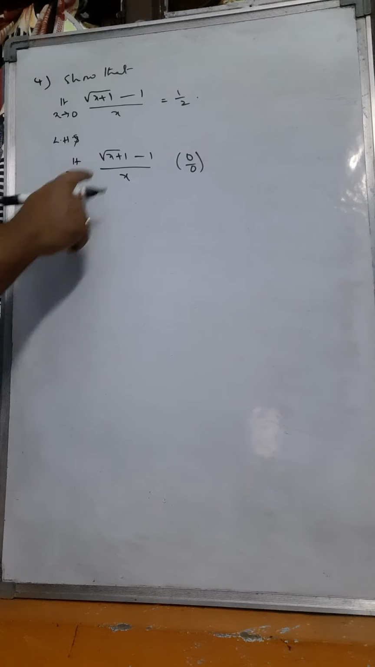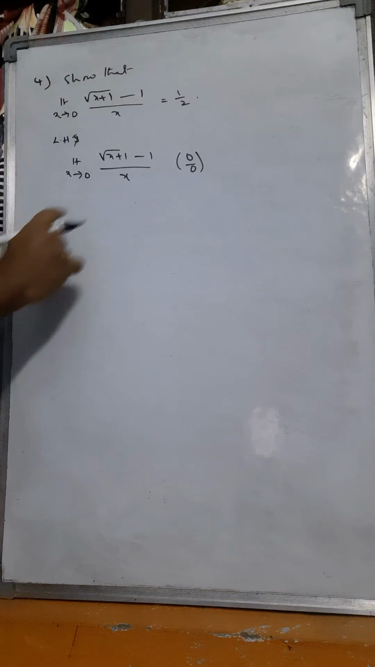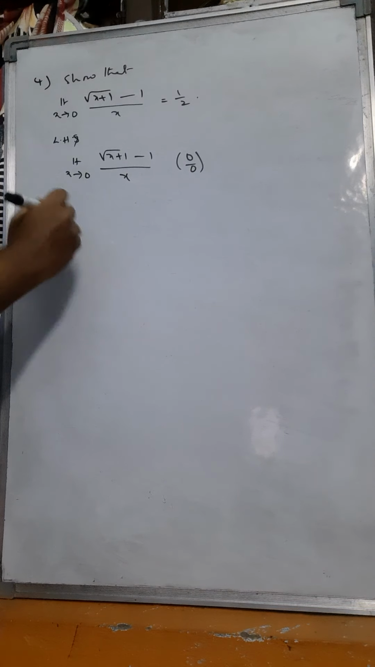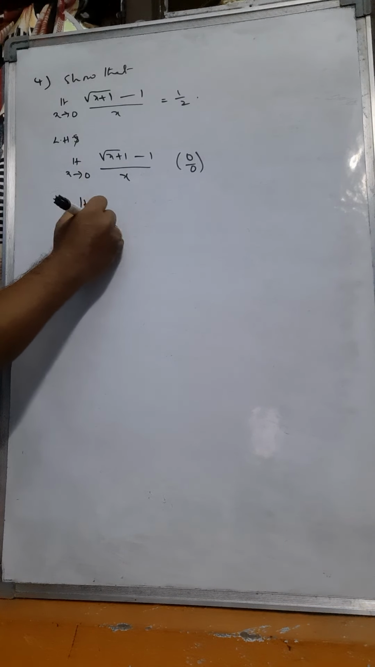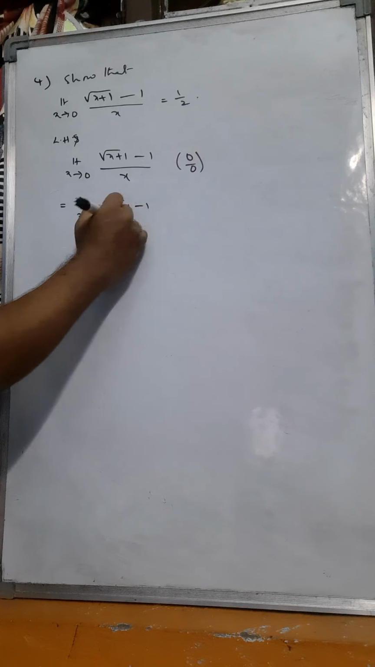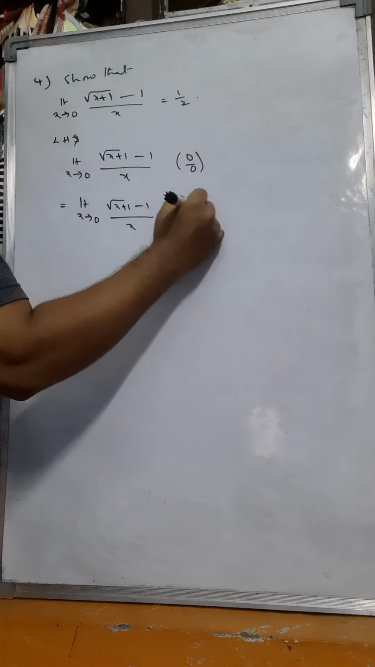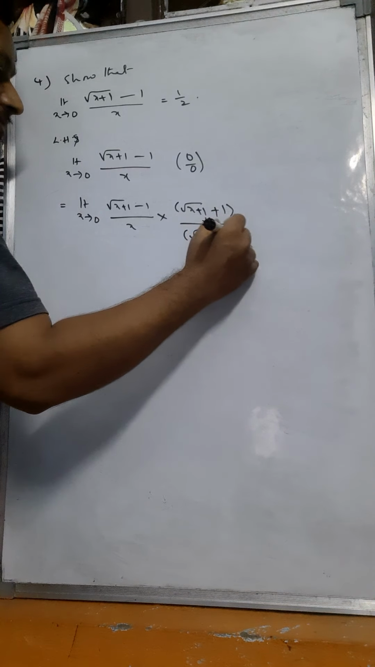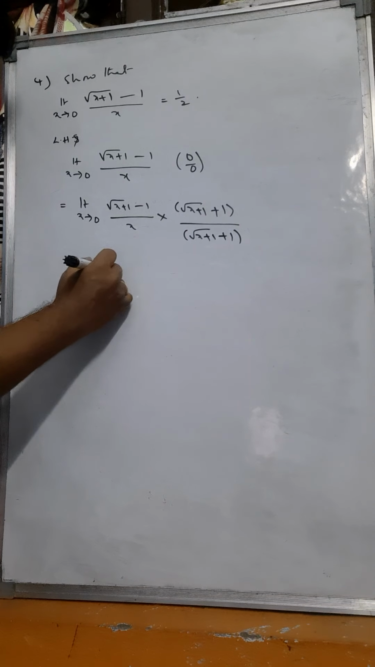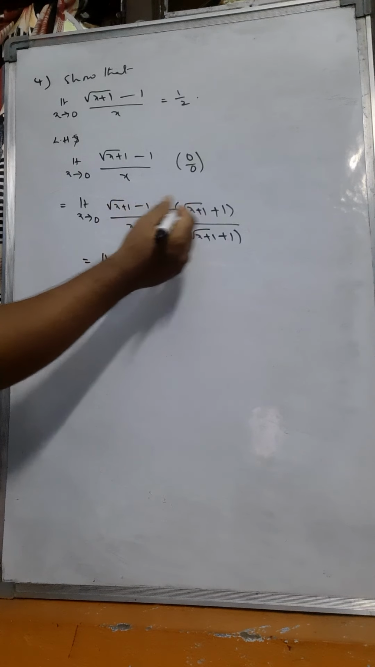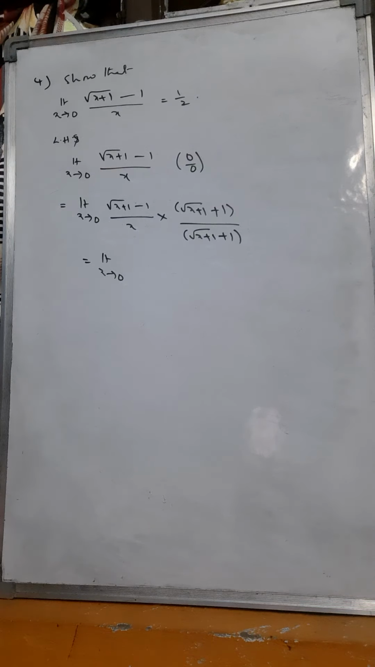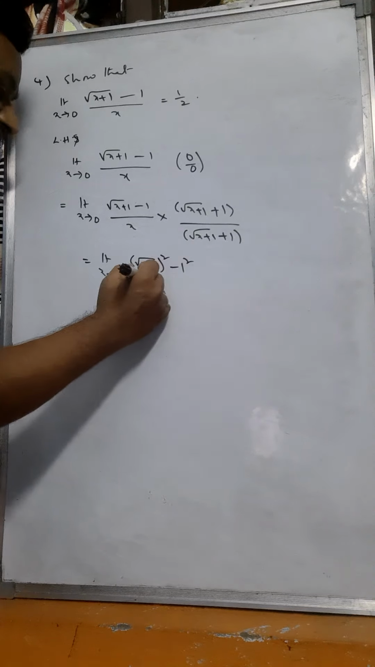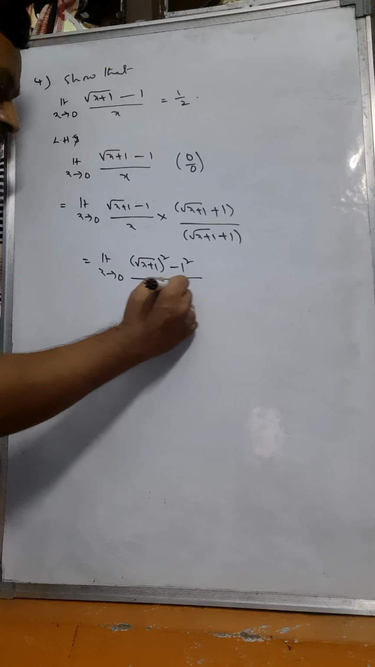Factorization is not possible because it is root x plus 1. So for this one we have to take the rationalizing factor of the numerator. What is the rationalizing factor of the numerator? Root x plus 1 minus 1 by x into root x plus 1 plus 1 by root x plus 1 plus 1. So that is equal to limit x tends to 0, a minus b into a plus b, a square minus b square. So root x plus 1 whole square minus 1 square by x into root x plus 1 plus 1.